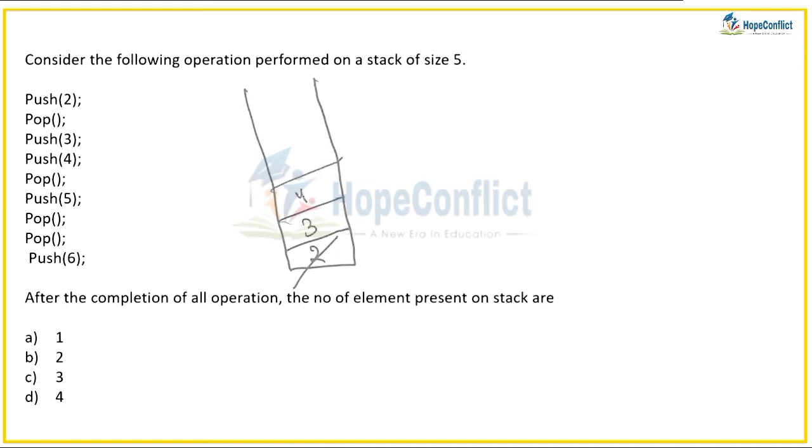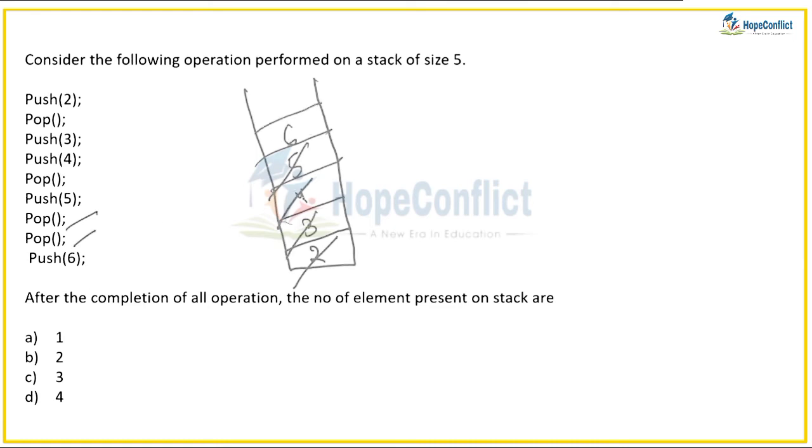Then we are popping. Which element will be popped out? The topmost one, the one at the top, right? So 4 is popped out. And then we are pushing 5. Then we are doing the popping operation, so 5 will be popped out. Again we are popping, so 3 will be popped out. Now we are pushing 6.